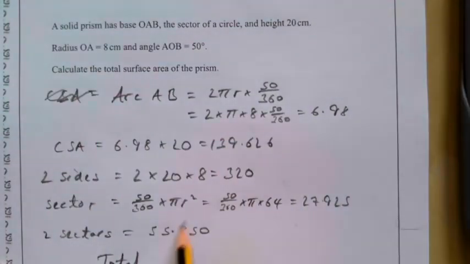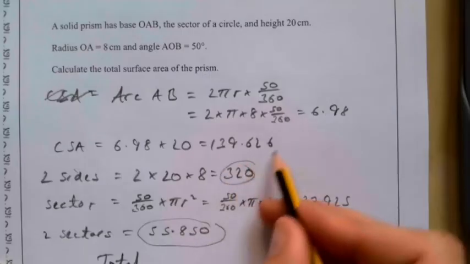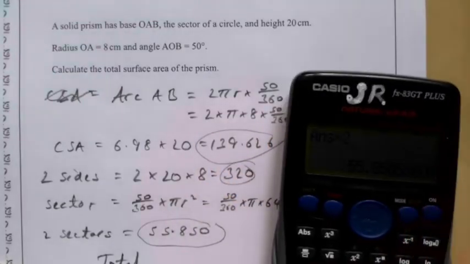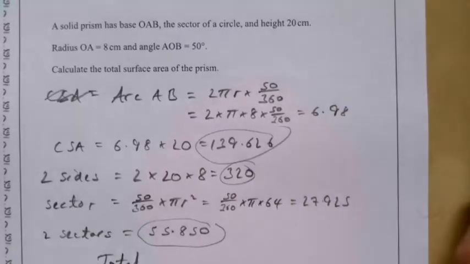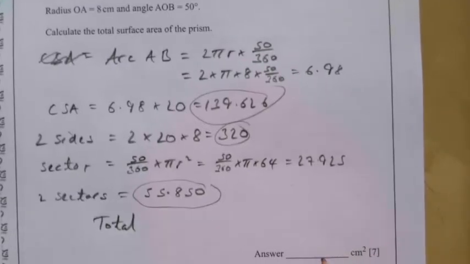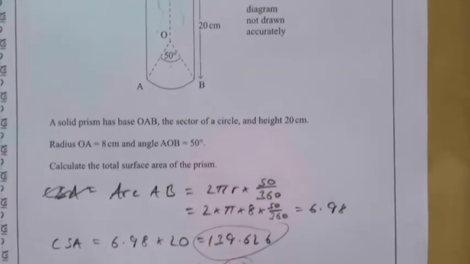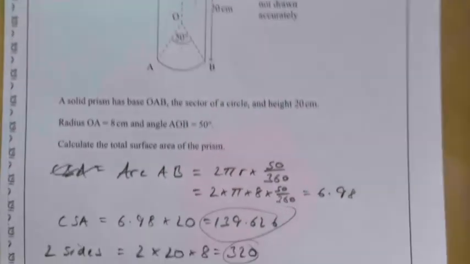So that means my total is going to be those three things added up. So that and that and that, and you get 515.48. So just split it up into sections and work out each bit as you go.